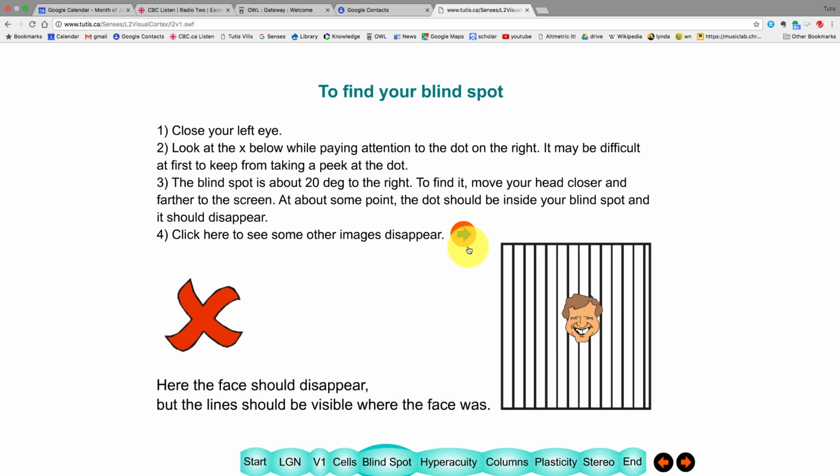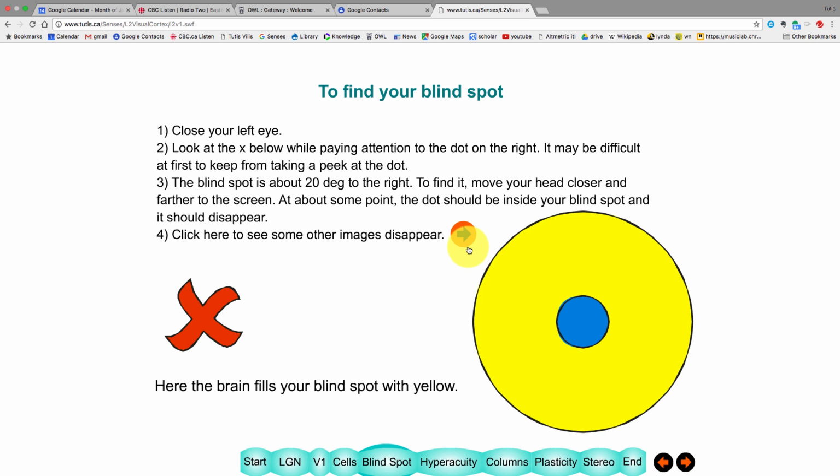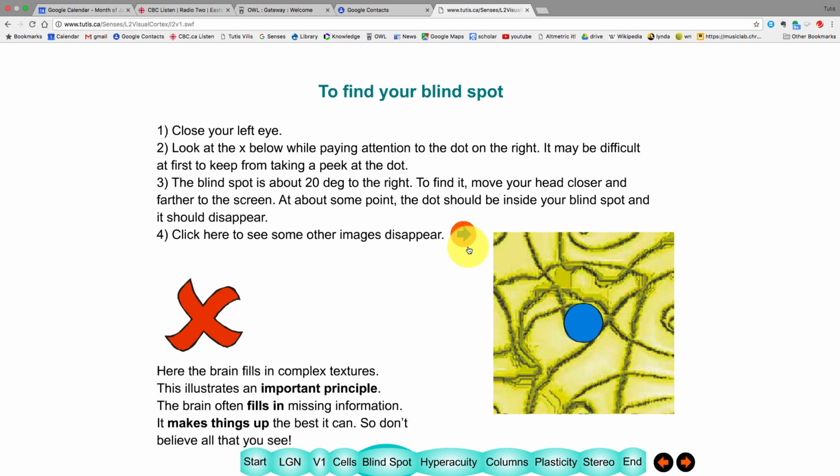Next, we see the face. And you see, if you look at the X again, the face will disappear, but lines will still appear behind it. And most amazingly, or more amazingly, is that when you see this blue spot, it will disappear, and you'll see yellow behind it. And finally, I think this is the most amazing, is that this pattern appears instead of the blue dot. Okay? So the brain is making things up. What you see isn't actually there.